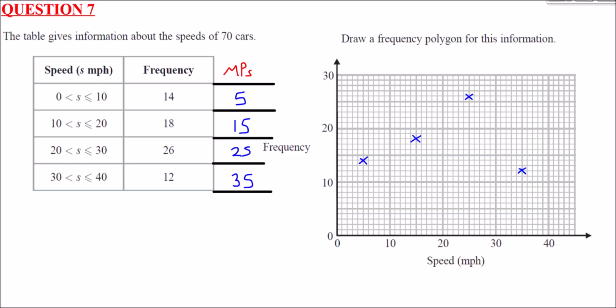The final step is we draw these points with a straight line from point to point. Oops, that is not what I wanted to do. Go back. And there we have it. That's our frequency polygon. Simple as that.